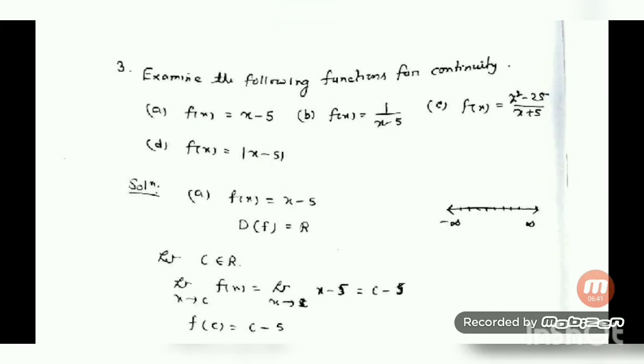Your next question is: examine the following functions for continuity. First, f(x) equal to x minus 5. Secondly, f(x) equal to 1 by x minus 5. Thirdly, f(x) equal to x square minus 25 by x plus 1. And then f(x) equal to modulus of x minus 5. So here we have to do 4 different questions.